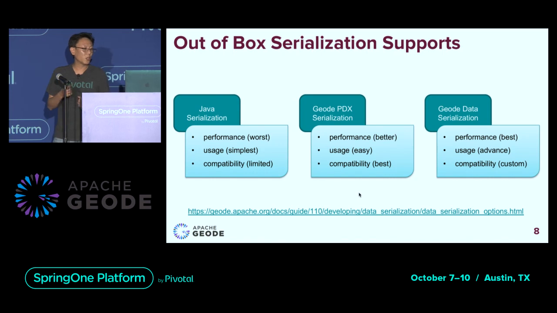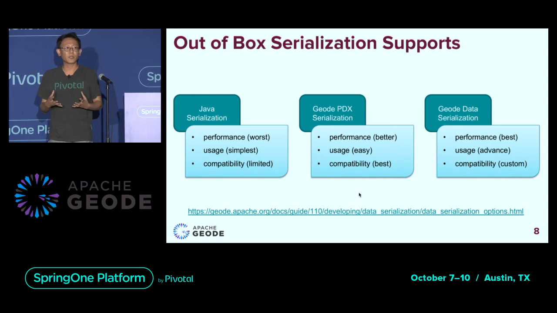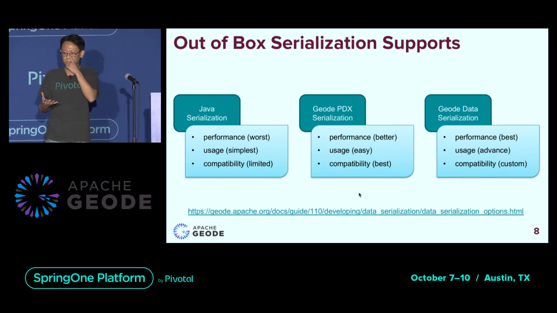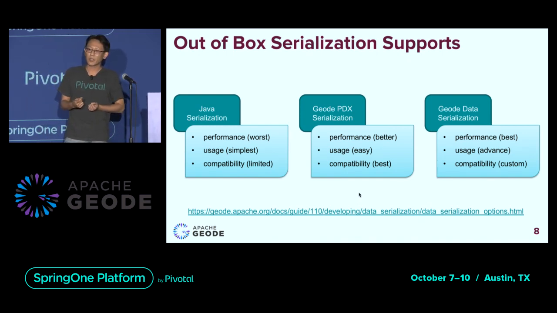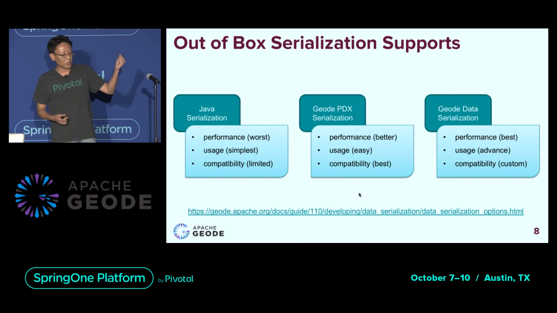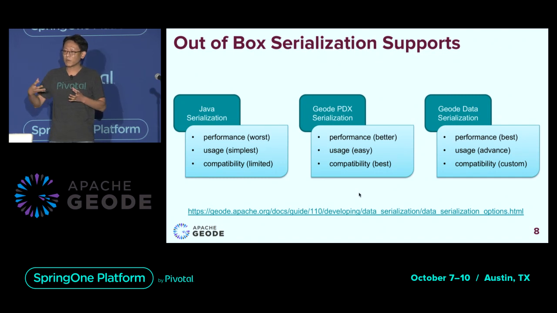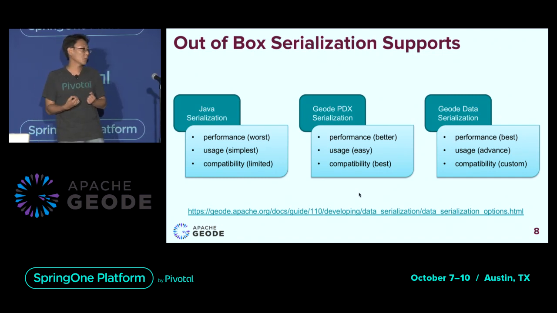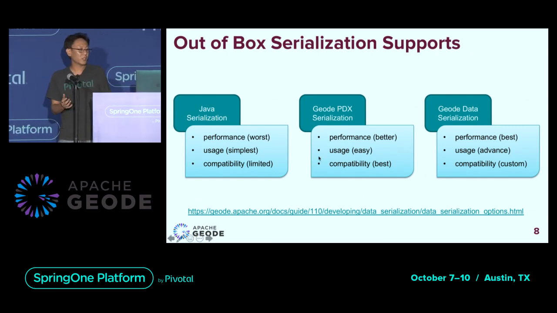Then we also have Geode Portable Data Exchange, Geode PDX. This is an improvement on top of Java Serializable. It's very simple to use, very easy to configure, and it gives you the best compatibility. For example, you can work with native clients, like what Charlie's session talked about with the .NET native client. You can use it for those kinds of use cases. And performance is better than Java Serializable and it's very simple to use.